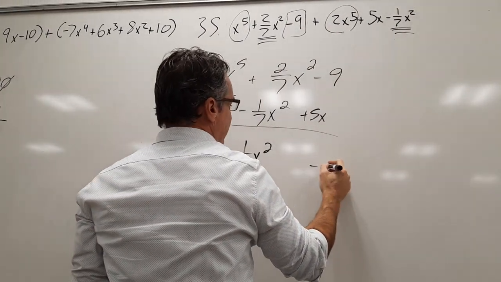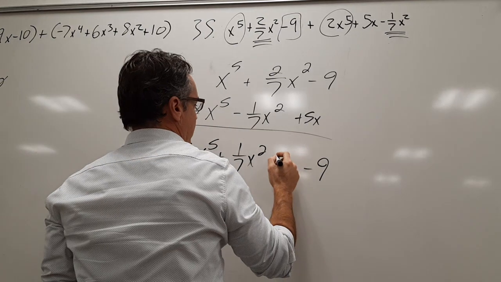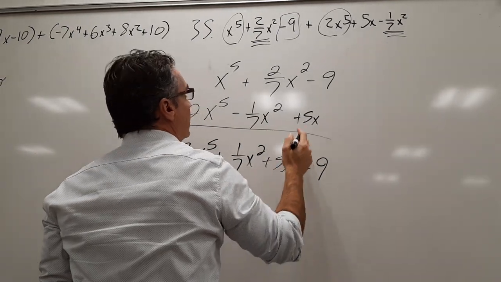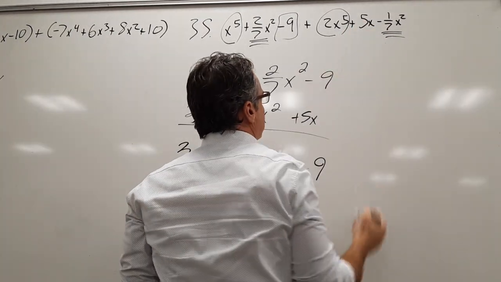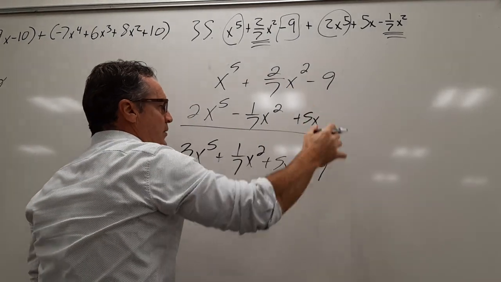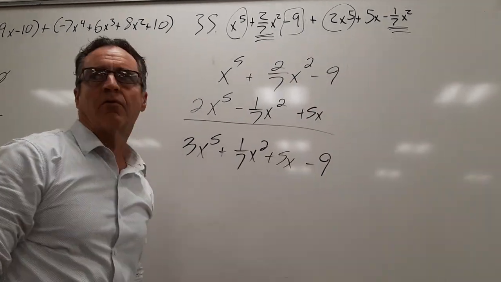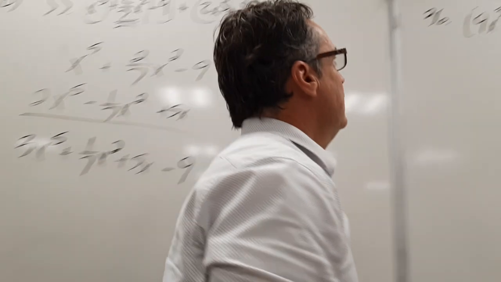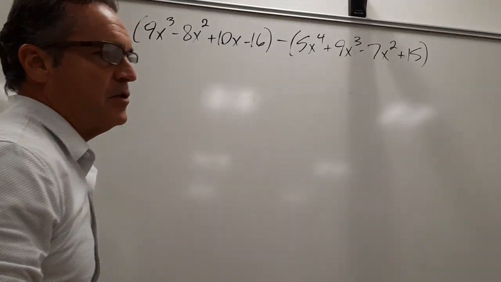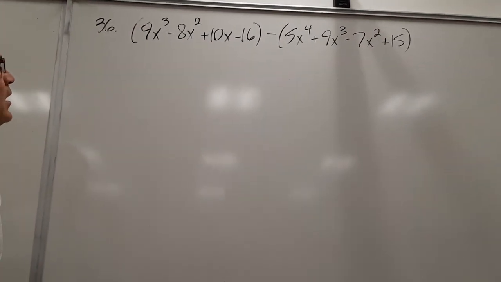To put that in descending order, the negative 9 is going to go out here, and the plus 5x is going to go here because it's by itself as well. So that's the nice thing about the verticality. It does put it in descending order for you, okay? And then we have a subtraction. So we have 2 additions and 2 subtractions.